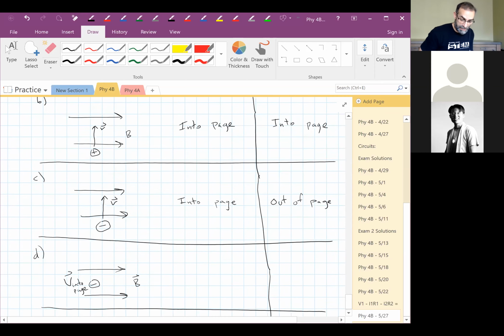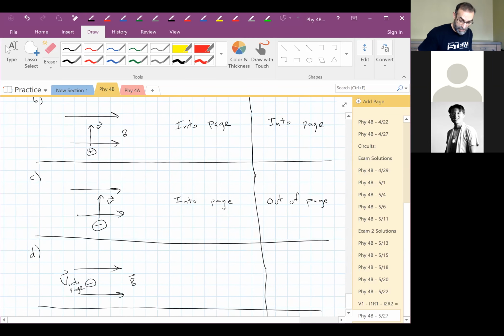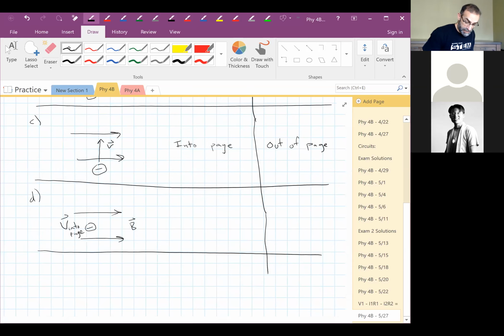That's why I'm splitting it up. I want you to first find the direction of V cross B, then find the direction of the force. Because I want you to start thinking in terms of V cross B and then negative particles. And of course, the charge is negative. That's going to flip this 180, and we get the force is to the top of the page.